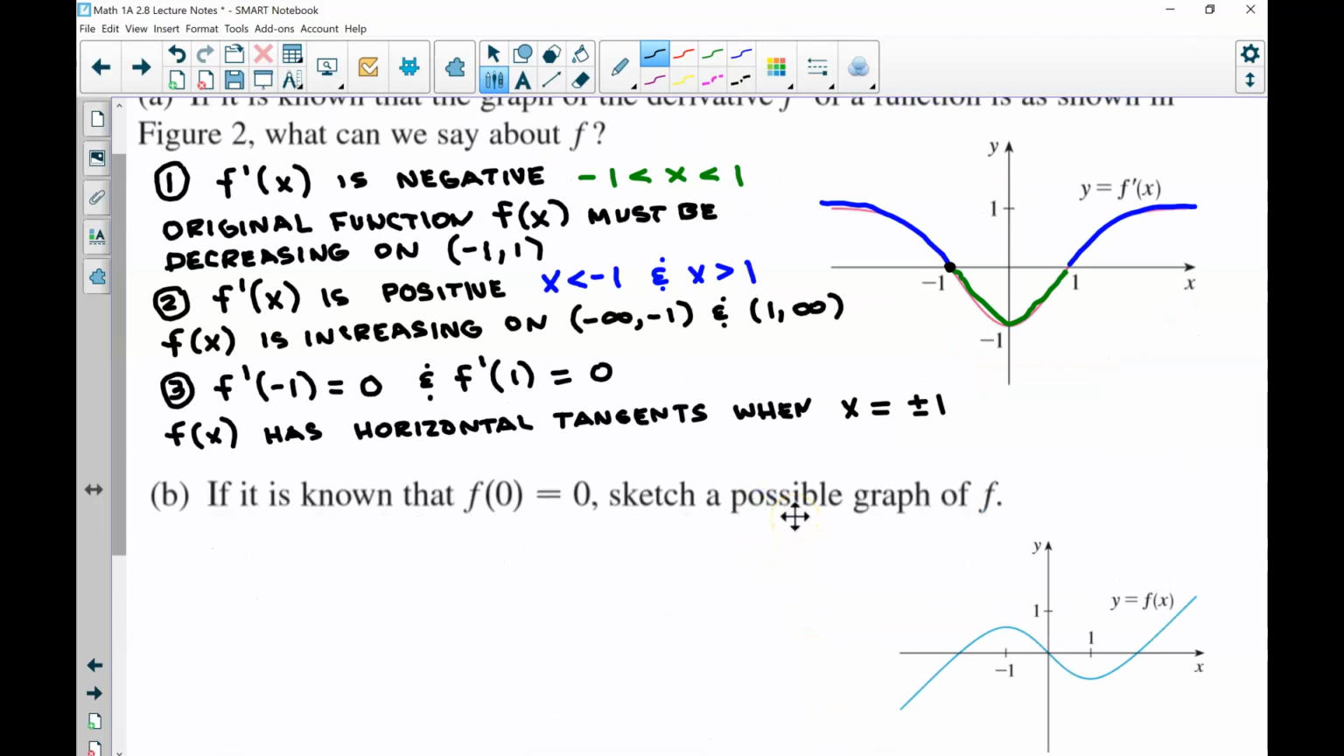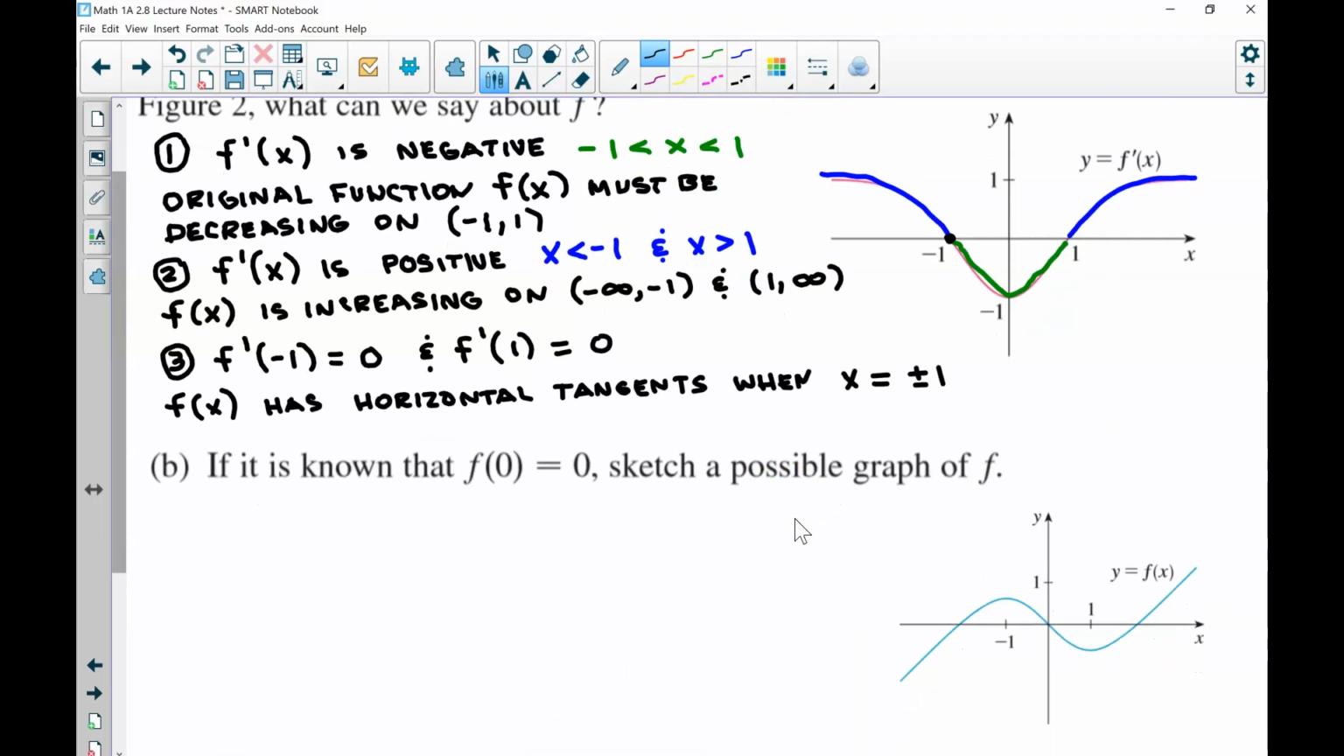All right, now let's take a look at the next question. It says that if it is known that f of 0 is equal to 0, we want to be able to sketch a possible graph of the function. So what we're going to do is use this information, part A, and the fact that the graph passes through the origin to sketch a possible graph of that function.